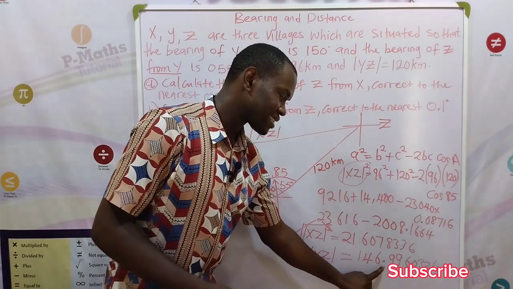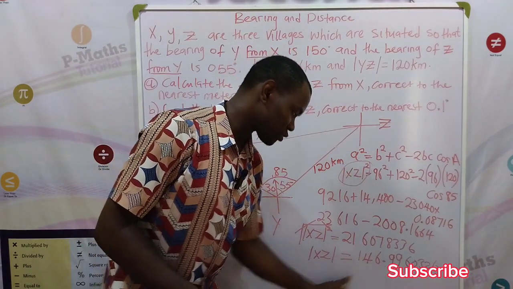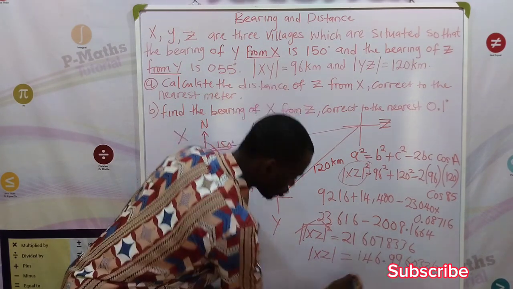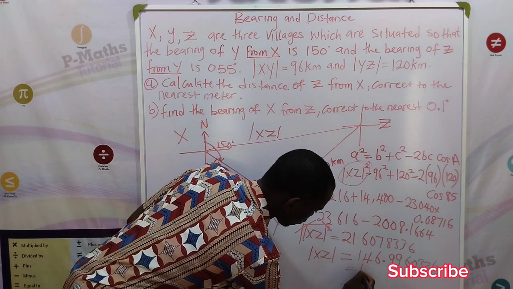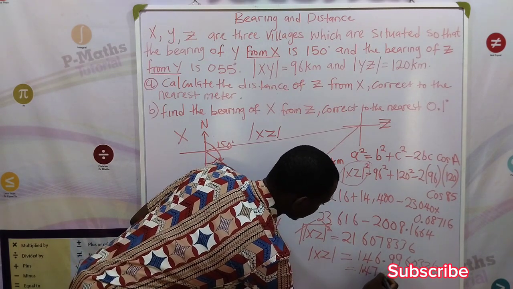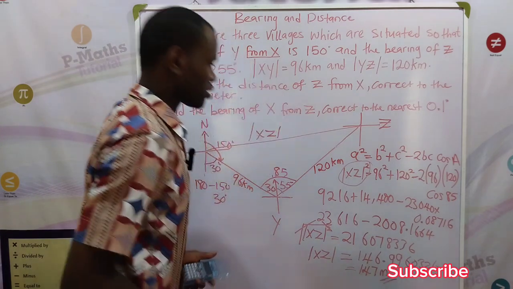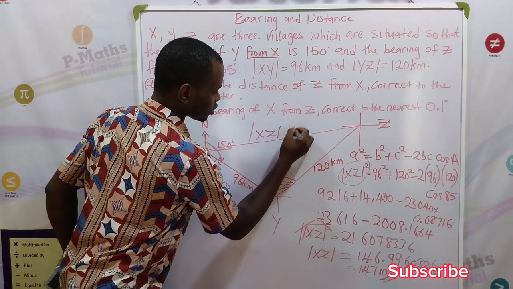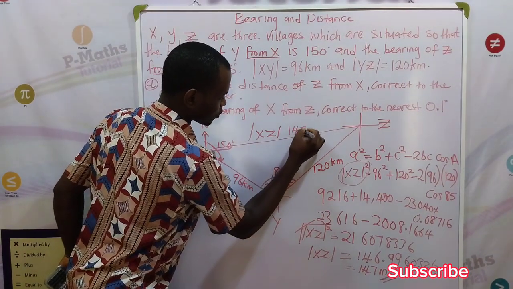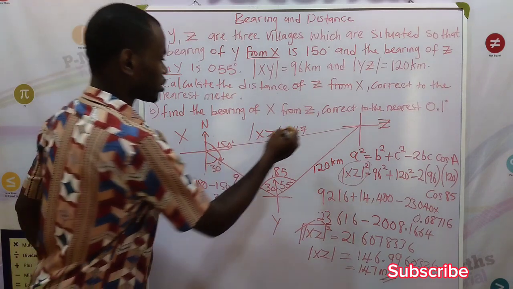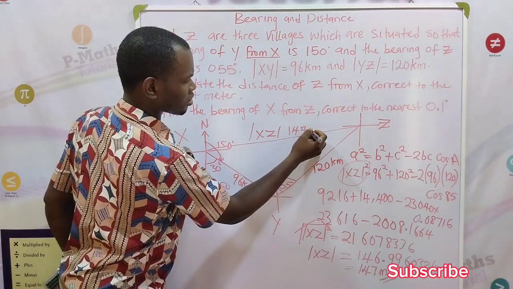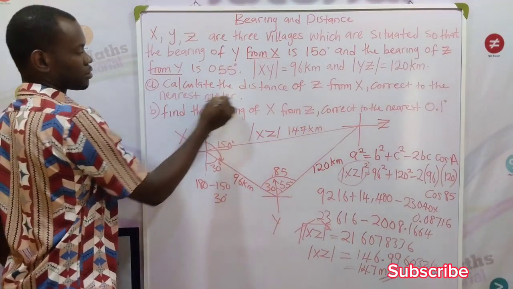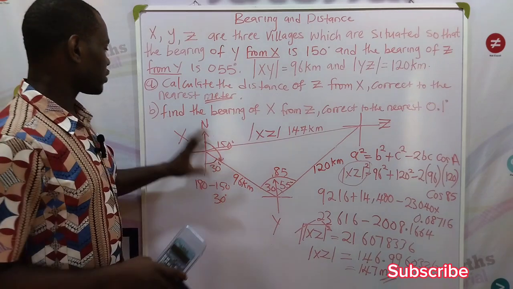So nearest meter means taking the whole number only. But 9 is more than 5, so we are going to round this up. So finally the answer will be given as 147 meters. So we've got the distance of XZ, which is 147 meters. All right. Okay, the question is in kilometers, so this has to be the nearest kilometer, right? So let's solve the second part of the question.